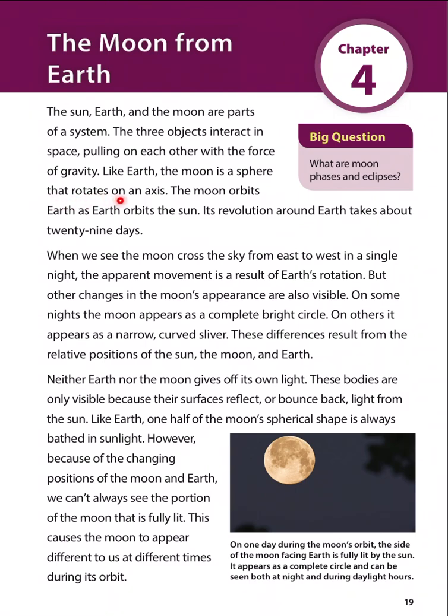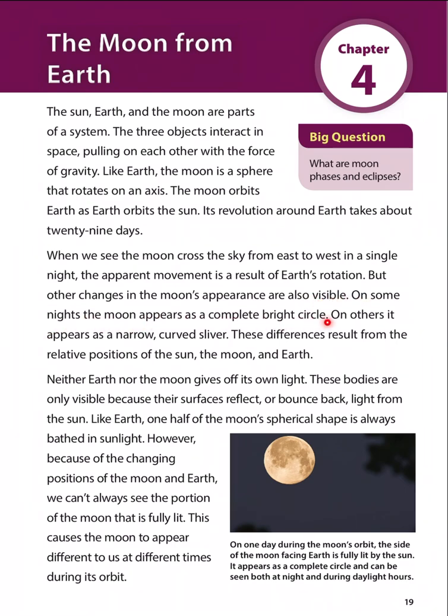Like Earth, the Moon is a sphere that rotates on an axis. The Moon orbits Earth as Earth orbits the Sun. Its revolution around Earth takes about 29 days. When we see the Moon across the sky from east to west in a single night, the apparent movement is a result of Earth's rotation. But other changes in the Moon's appearance are also visible.